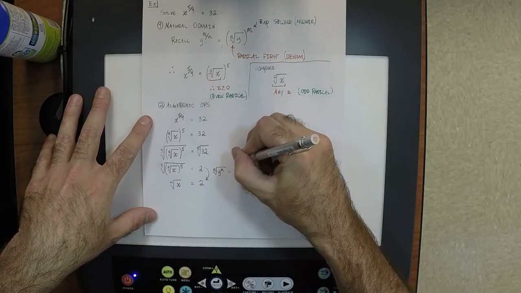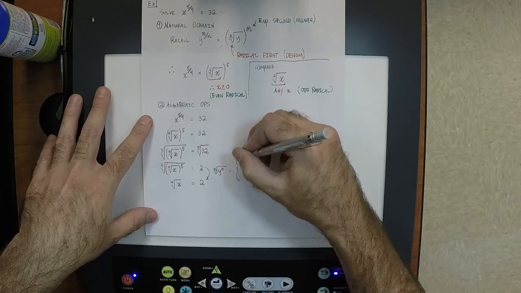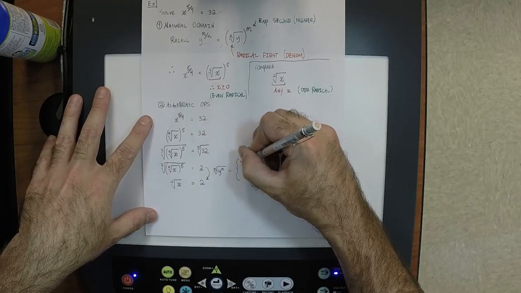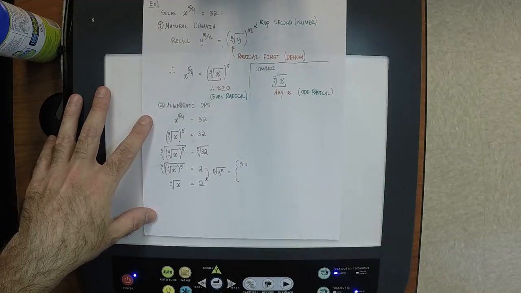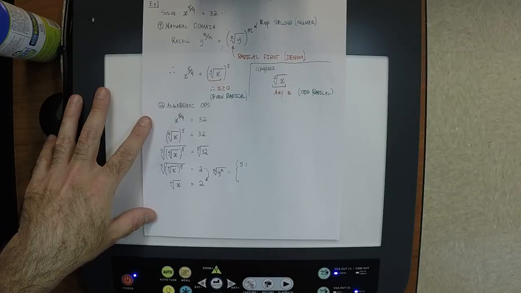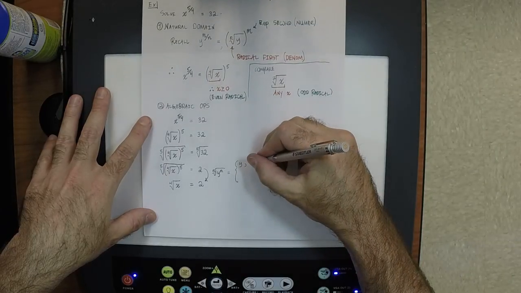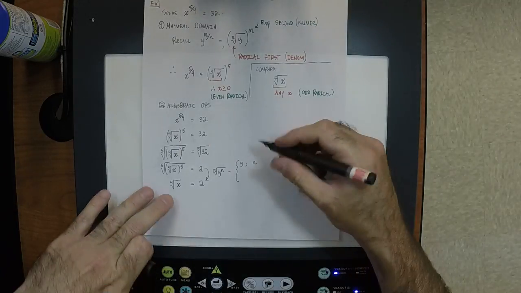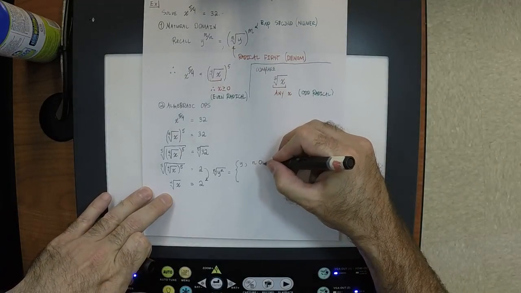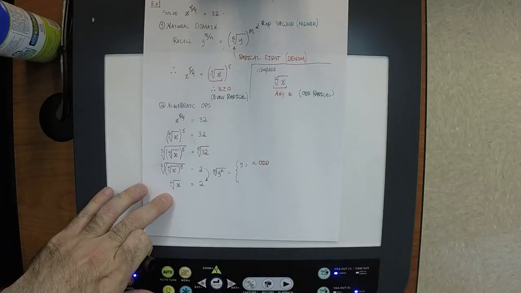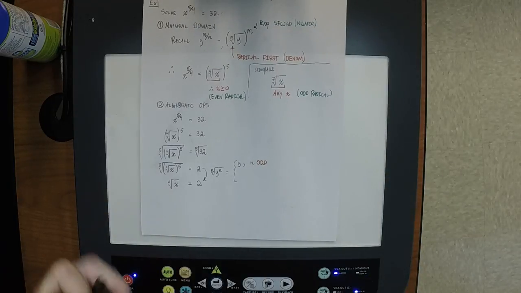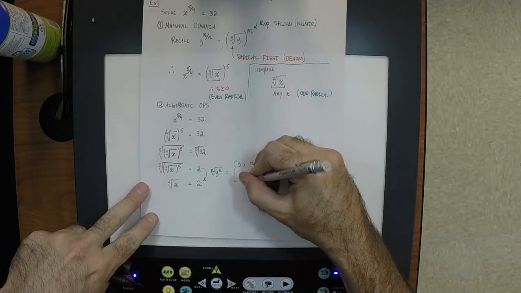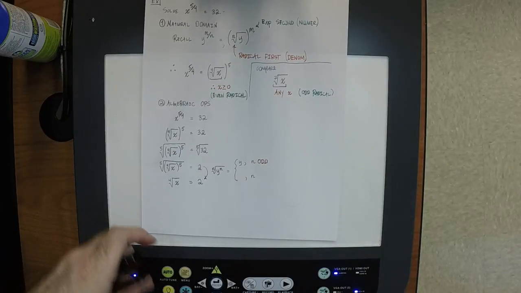So this is, in fact, equal to y some of the time. But it's not equal to y all of the time. So it's equal to y when n is odd. So apparently it's equal to something else when what? When n is even.